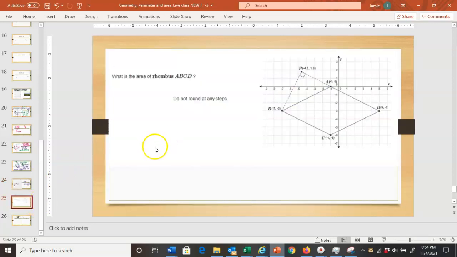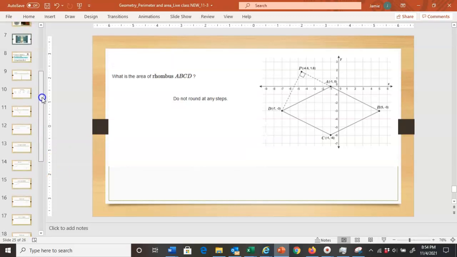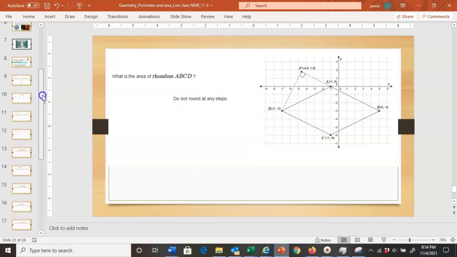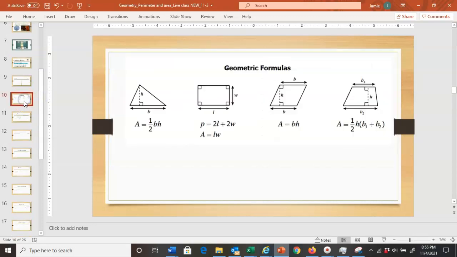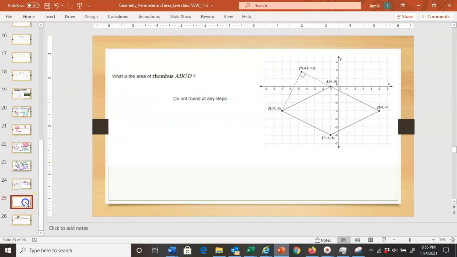What is the area of this rhombus? Do not round any steps. All right, so let's recall the formula for area of a rhombus. You know, rhombus is really just a parallelogram. So base times height. Oh, where'd it go?